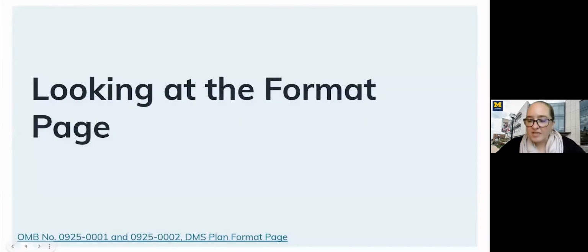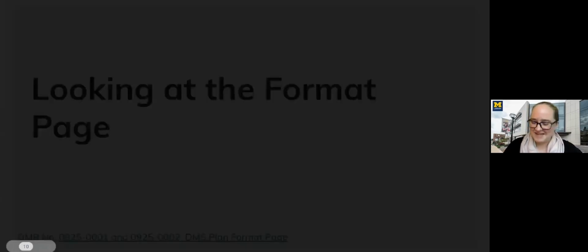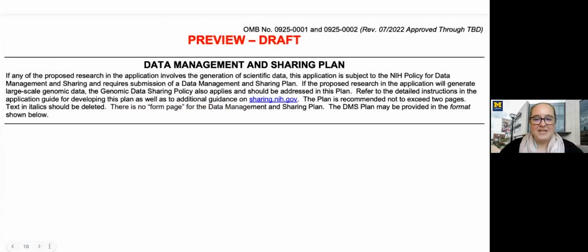Okay, so we're going to transition. One resource that is provided by the NIH is a format page for a DMS plan. It's currently in draft form as a PDF, but an editable version is supposed to be released sometime this fall, to be determined. So I just put in some screenshots of this format page rather than opening up the PDF itself.